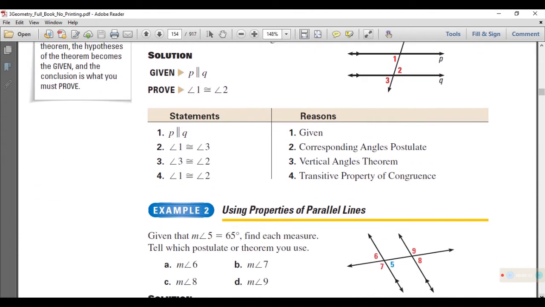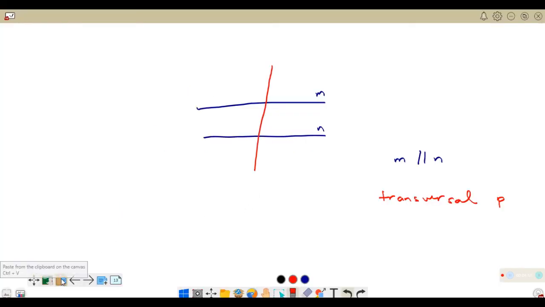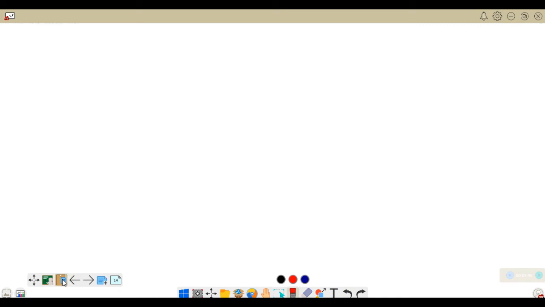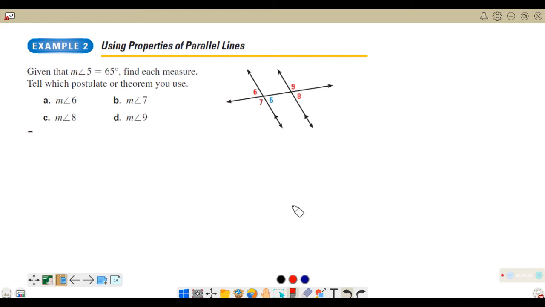Using properties of parallel lines, given that the measurement of angle 5 is equal to 65, find each measure, tell which postulate or theorem you use. Para may thrill, sagutin natin siya sa kabila. Si 5, ang measurement niya is 65 degrees.